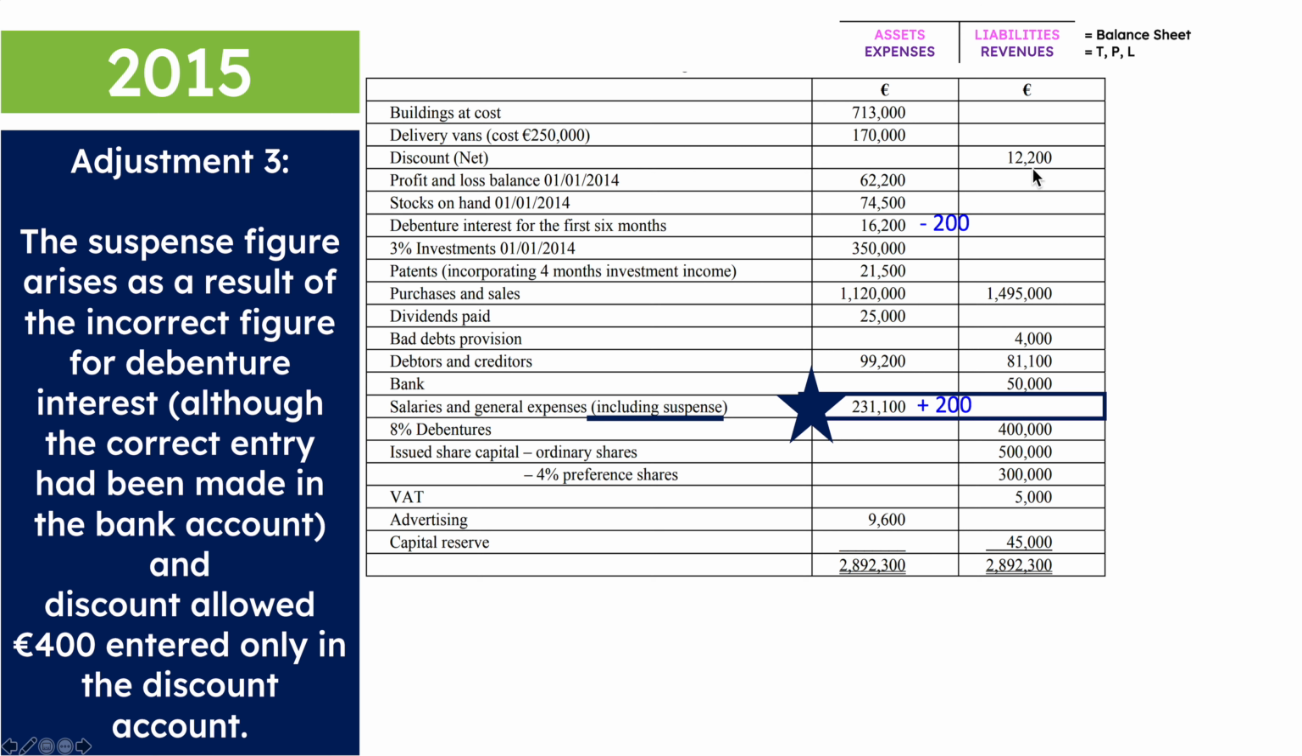So discount allowed 400 was entered into the discount account. What is the other account that discount allowed would need to go into? Who do you allow a discount to? You allow a discount to your debtors. So we'll minus 400 from the debtors there. So 99,2 minus 400. Then our two sides do not equal, so we have to plus 400 there to our salaries and general expenses. So 231,100 plus 200 plus 400, that's our suspense then completely gone.